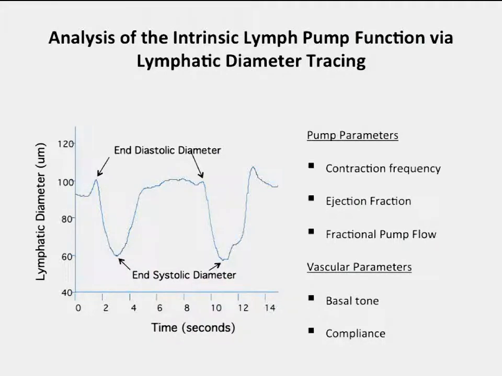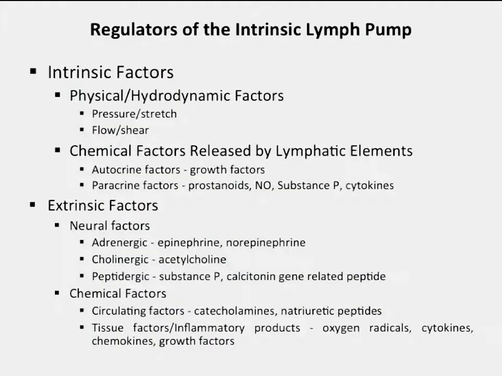That goes up a bit in humans and larger species simply because they have to drive more fluid up a greater hydrostatic pressure gradient. So what are some of the things that intrinsically regulate this? Well, as I indicated, the intrinsic factors are what we spend most of our time in my lab studying. That is, there are physical hydrodynamic factors that we know affect blood vessel function. They also affect lymphatic function.